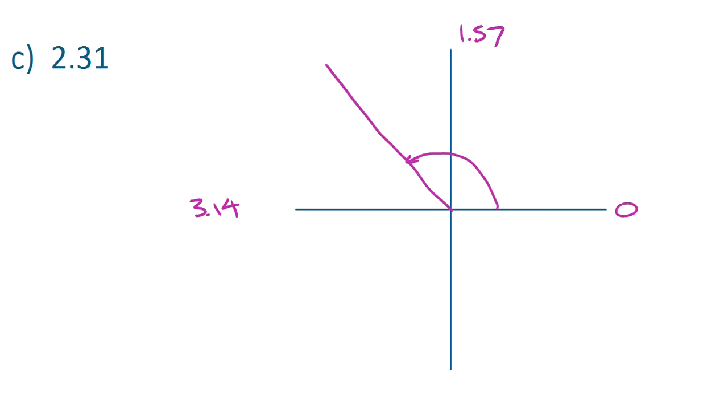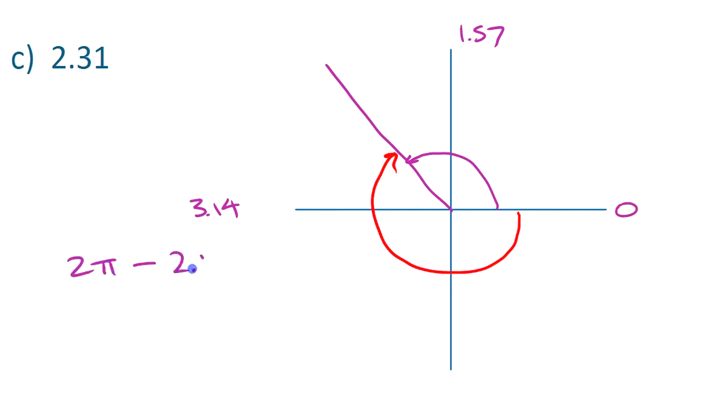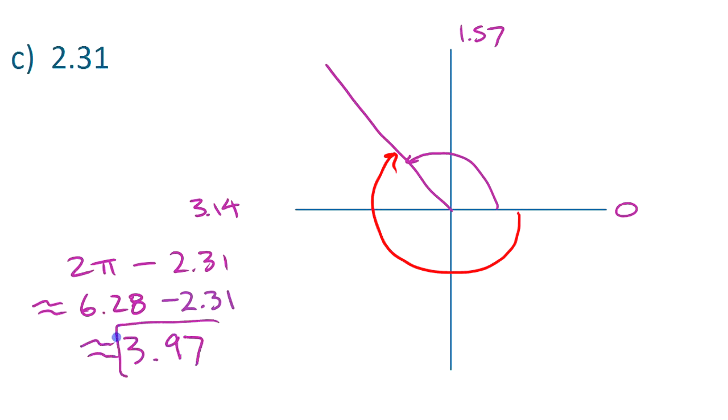If you're looking for angles coterminal with it, again, you could go backwards here. To figure out what that is, you'd have to do a little subtraction. You'd have to think, well, one full turn is 2 pi. So I could write 2 pi minus 2.31. And what's that going to give me? Well, I'm going to just do it approximately here. 6.28 take away 2.31 is going to give me 3.97 approximately. That's probably good enough. If the original angle only had 2 decimals, I'm going to go with 2 decimals.